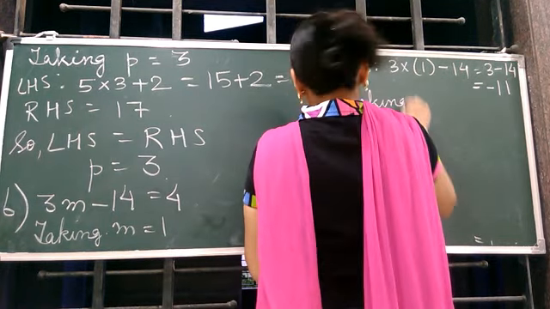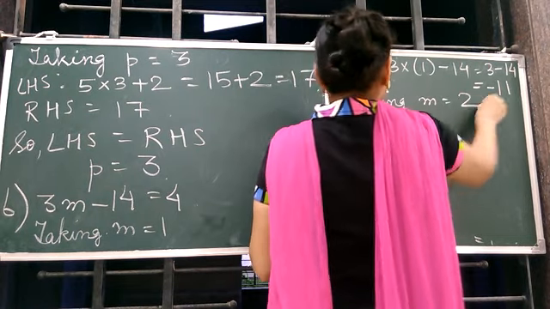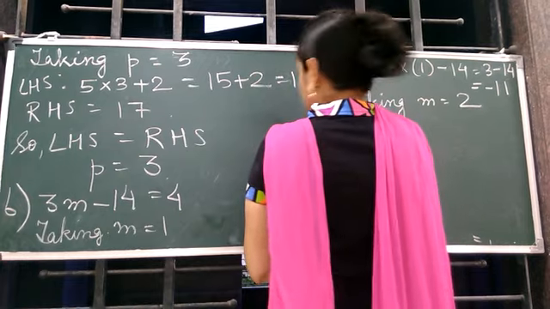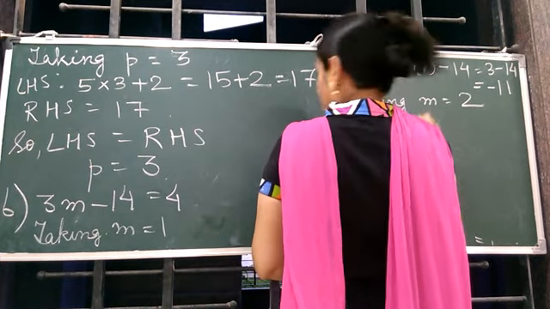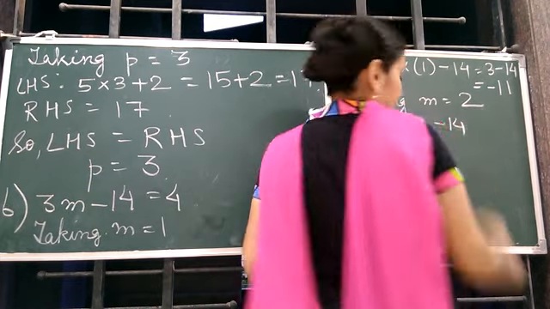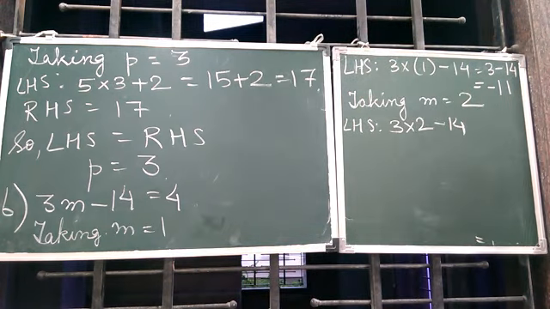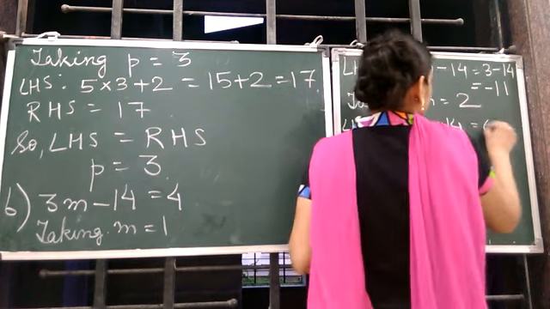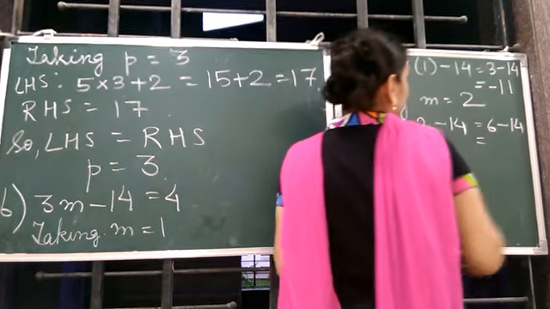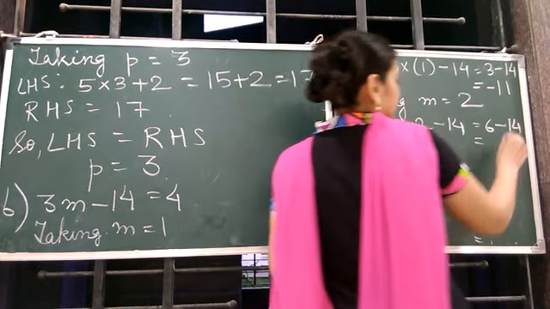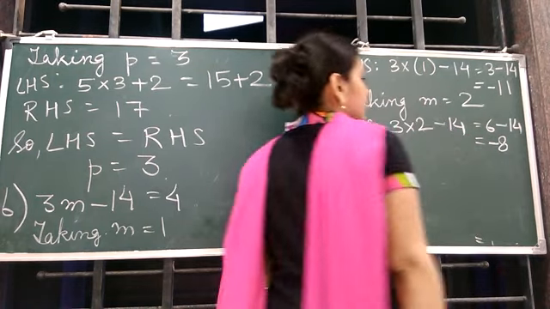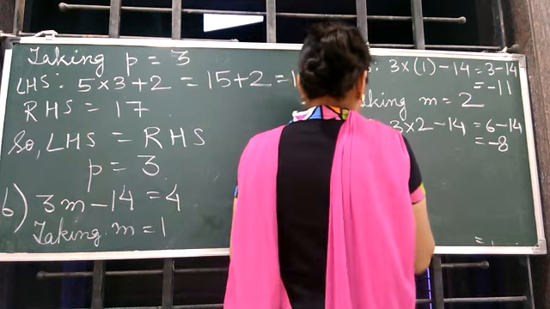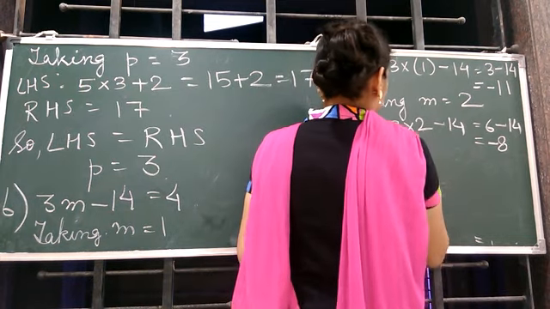Taking m is equal to 2. So taking m is equal to 2. LHS: 3 into 2 minus 14. सही जा रहे हैं ना. 3 2s are 6. 6 minus 14. 14 minus 6 is 8. That is minus 8. Got it? Still, we have to use another number now.